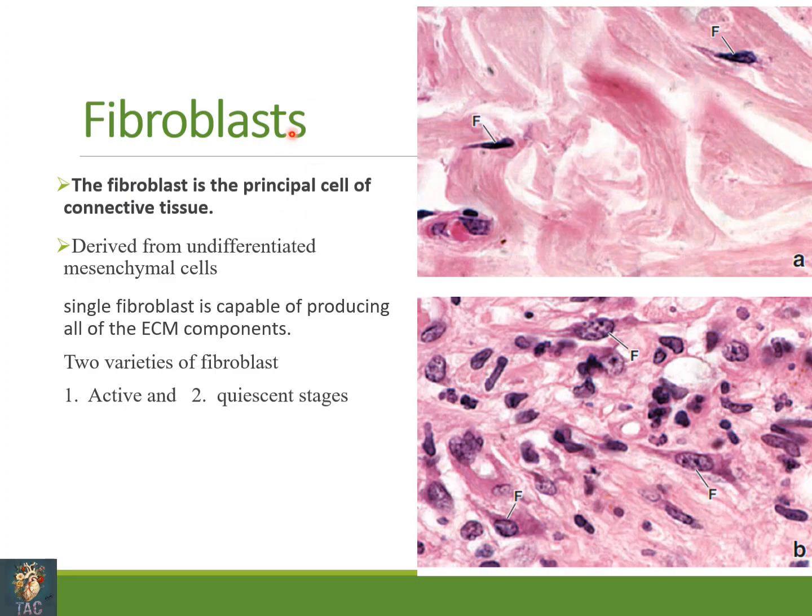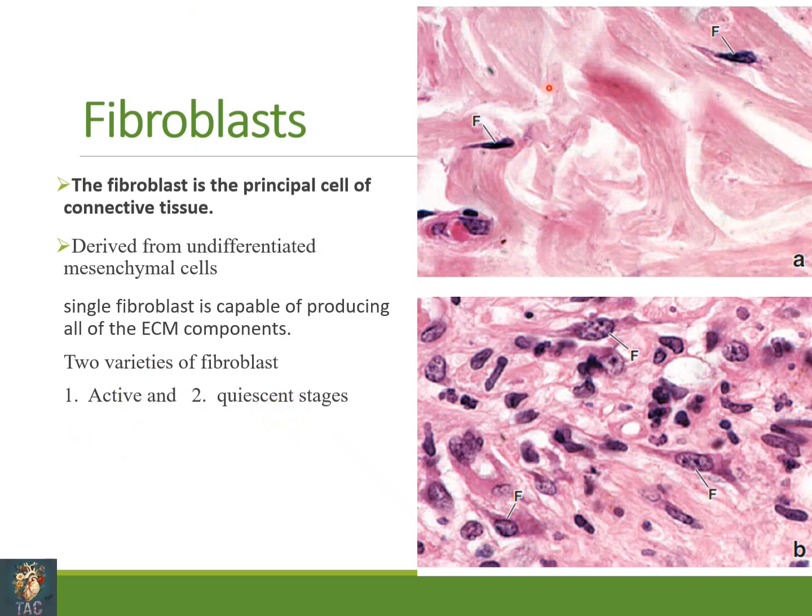So first of all, we will discuss the fibroblast. The fibroblast is the principal cell of the connective tissue, and it is derived from the undifferentiated mesenchymal cell. A single fibroblast is capable of producing all of the extracellular matrix components. Most histologists describe two types of fibroblast, either the active form or the quiescent form.